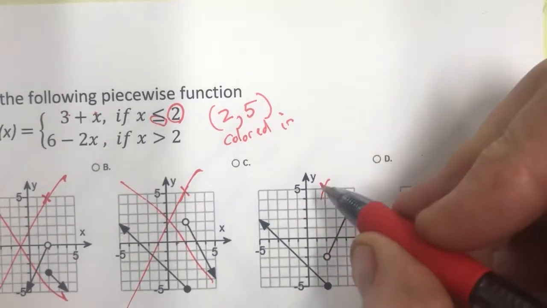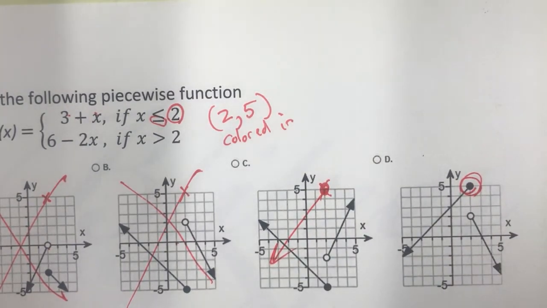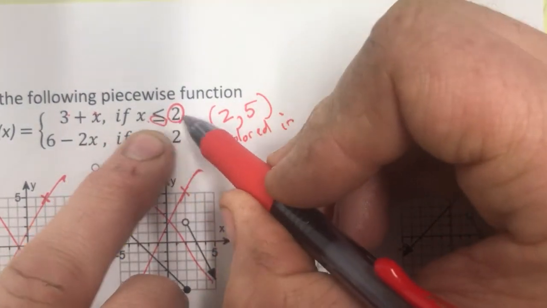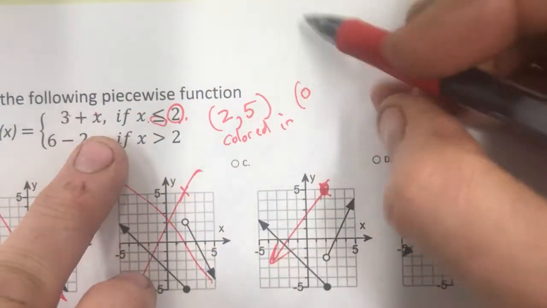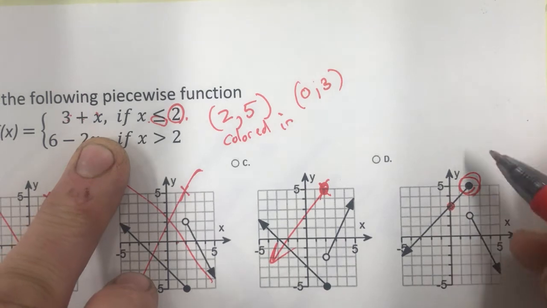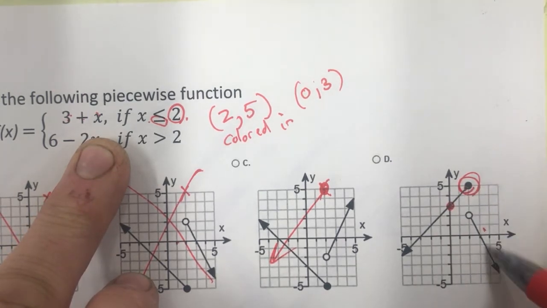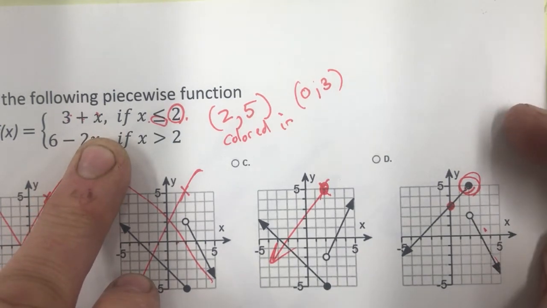But suppose there was one right here too. Suppose this one had one going down. Then what I would do is pick something less than 2, like 0. If I put 0 in there, 3 plus 0 would be 3. See, 0, 3 is right there on the graph. So you get 2 points on this one, and then we figure out 2 points on that one to clarify and make sure it's right.